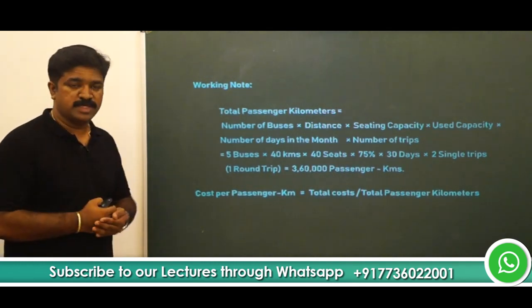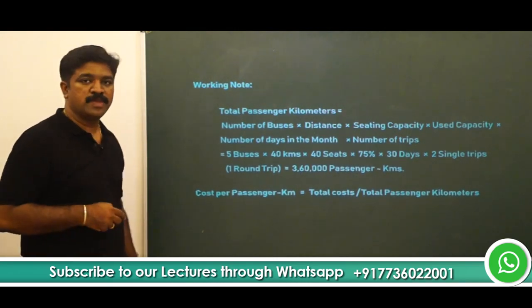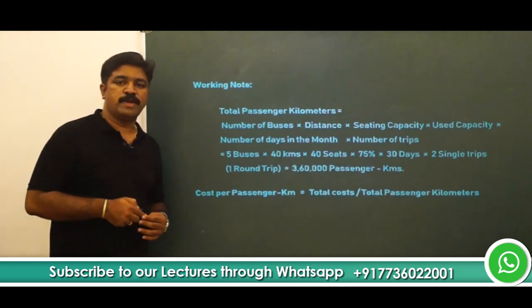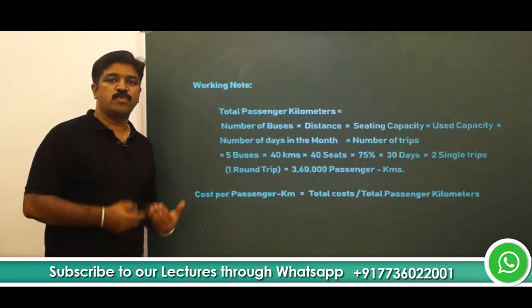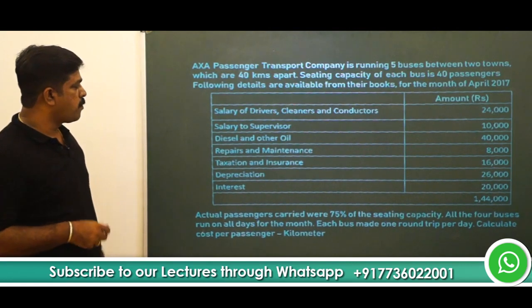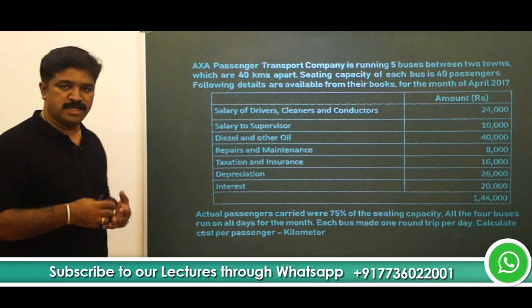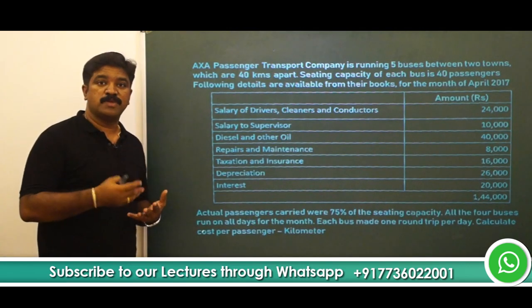But what is our objective? Our objective is to find out the cost per passenger kilometer. And how do we derive it? We take total cost and divide it by total passenger kilometer. So our task now is to find out the total cost. Here we have various information. In that, something is going to be standing charges, something will be running charges, and something will be maintenance charges.